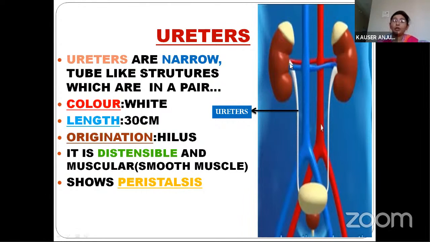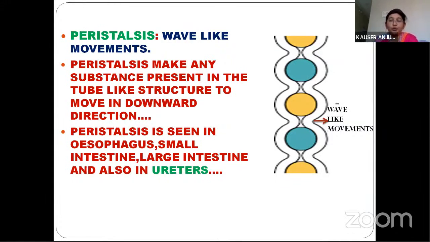So in which way it carries the urine? It shows peristalsis. Peristaltic movements are exhibited by the ureters. In previous classes, that is chapter number 1, nutrition, you have learned about the peristaltic movements, isn't it? So once again, I'll recapitulate what is peristalsis. Peristalsis are the wave-like movements. See here, children, this is a tube. In this, these balls, we can take these balls as the urine. So in this tube, this is the ureters.